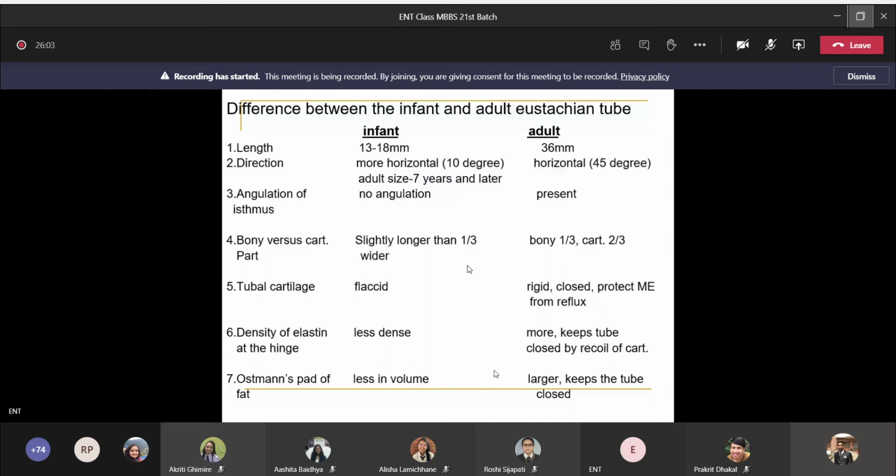This is also important because any reflux of the pharynx can go up into the ear and cause middle ear disease. Bony versus cartilaginous part: the bony part is slightly longer than the cartilaginous, about one third.